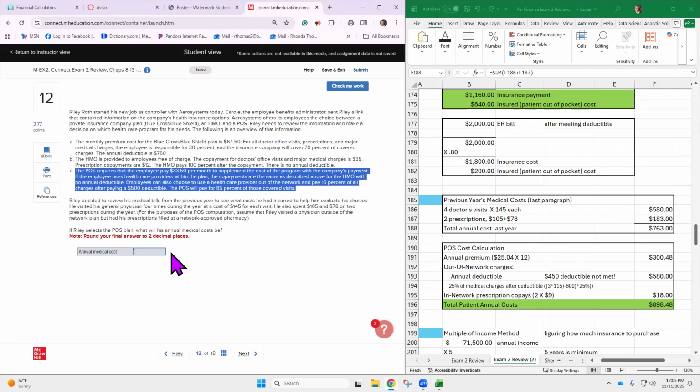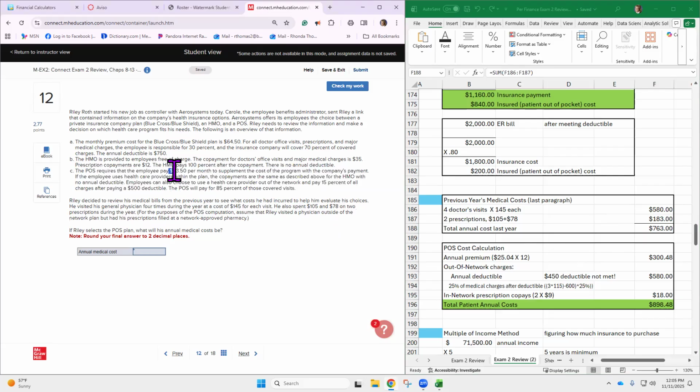Okay, so this third option, you're going to look for how much the premium costs you a month. So how much a month is this plan going to cost you? I've got $33.50. You're going to put that in as your first cost of this Plan C.